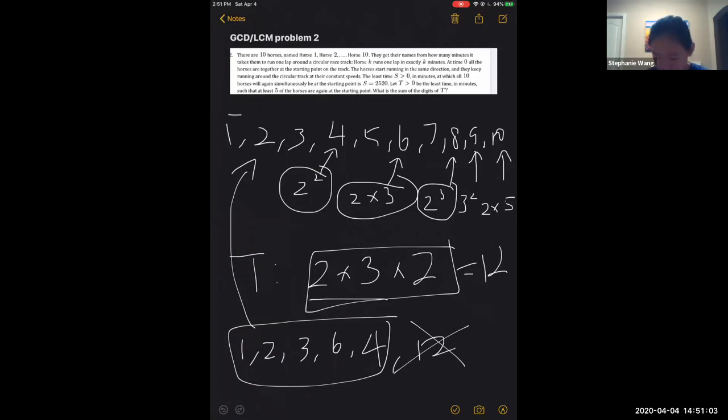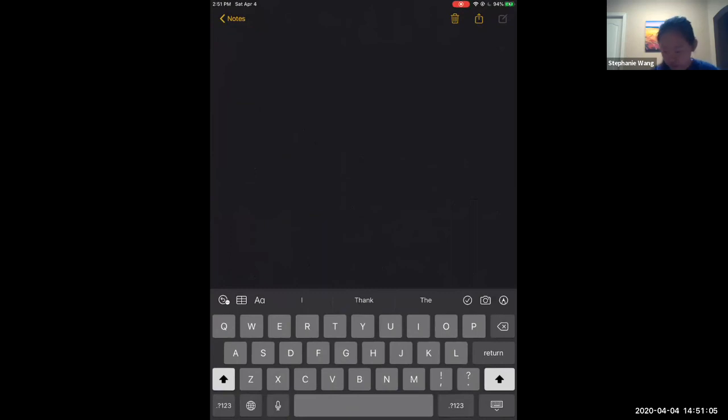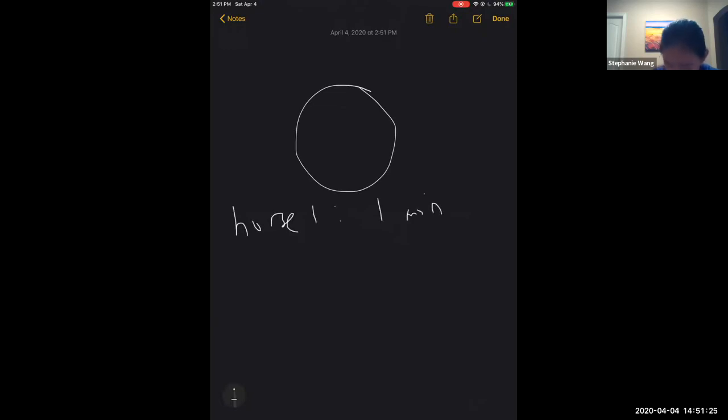So I'm just gonna start up a new page. All right, so basically what it's saying is there's 10 horses. Each one of these 10 horses can finish a lap. So here's the lap, right? Horse 1 finishes the lap in 1 minute. Horse 2 finishes it in 2 minutes, etc. And horse 10 finishes it in 10 minutes. That's basically what the question tells you.